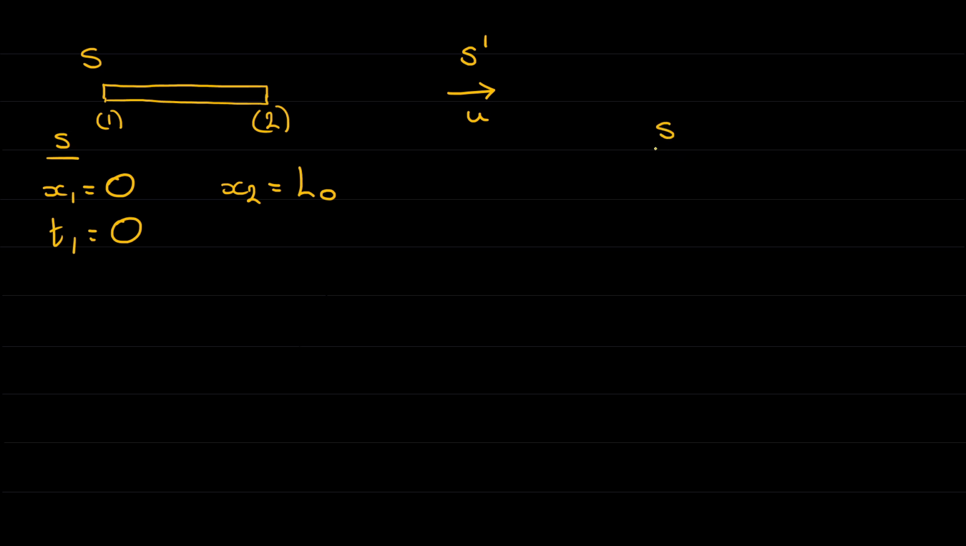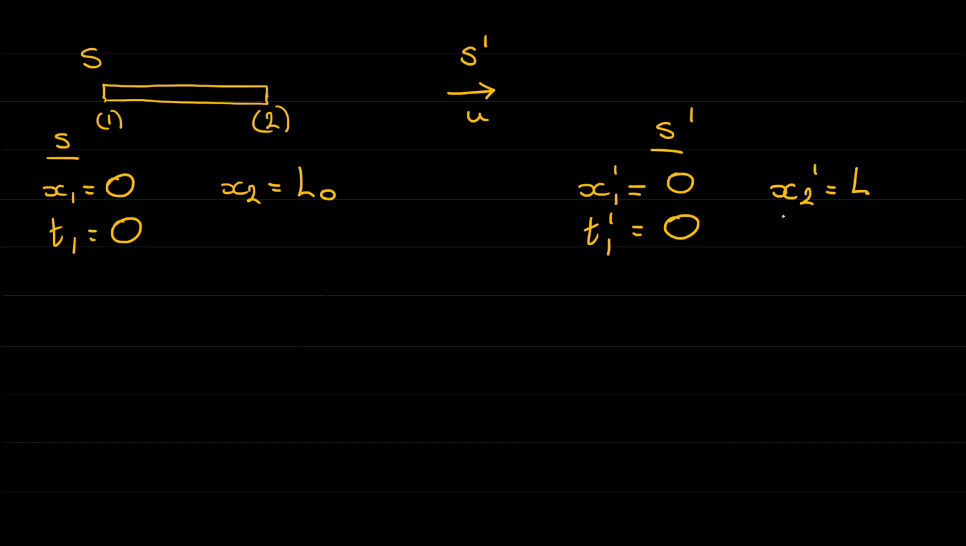Now let's think what happens in frame S prime. As always, we set up our frames of reference so that at time 0, S prime is exactly on top of S. So S prime is going to agree on the location of the first end of the rod, end 1. So x1 prime is going to be 0. And they're also going to agree on the time that that measurement was made. So t1 prime is also going to be 0. Now the location they measure for the other end of the rod, x2 prime, well that's going to be the length of the rod that they measure. So let's call that something different, let's call that L.